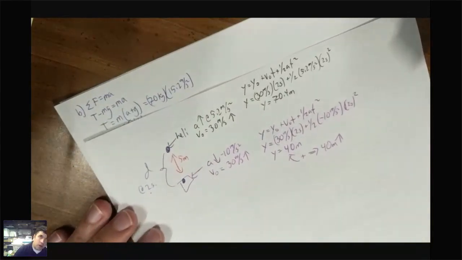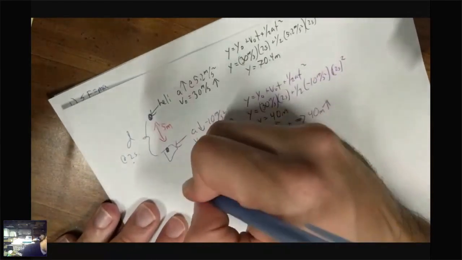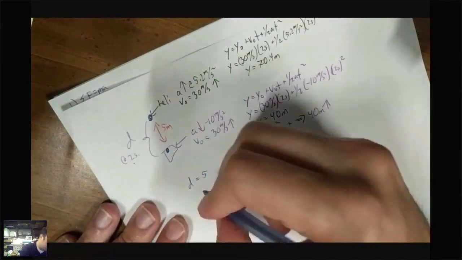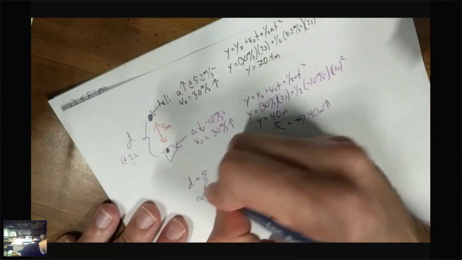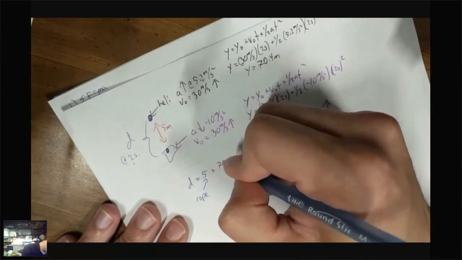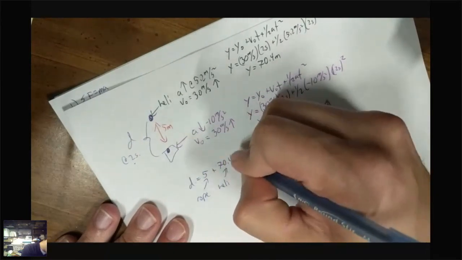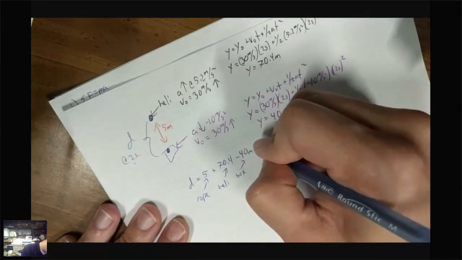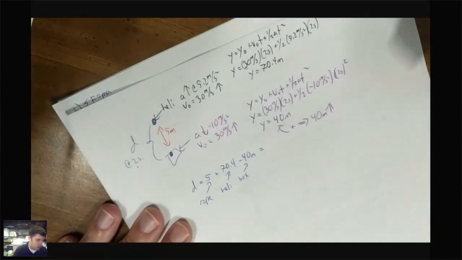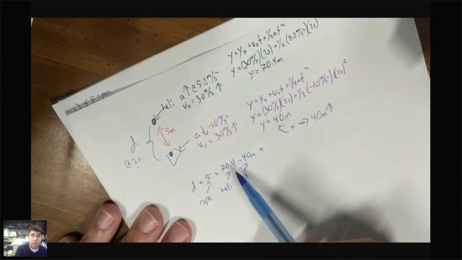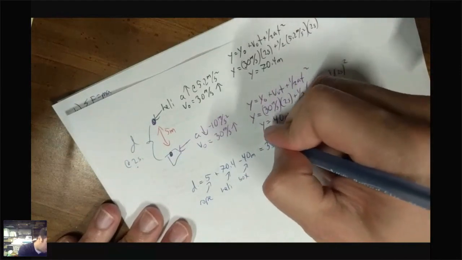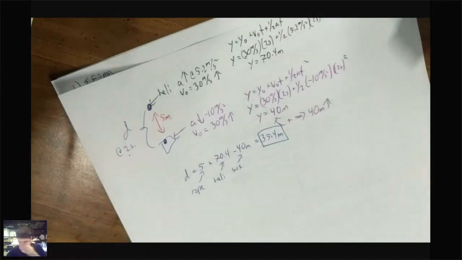Let's figure out our total distance for this question then. So our distance will equal 5 because we started with 5 between them. That's the rope. Plus 70.4. This is the helicopter. Then minus 40, this is the box. And if we do all that, let's see, 75.4 take away 40 is 35.4 meters between the two of them. All right, and there is part C.